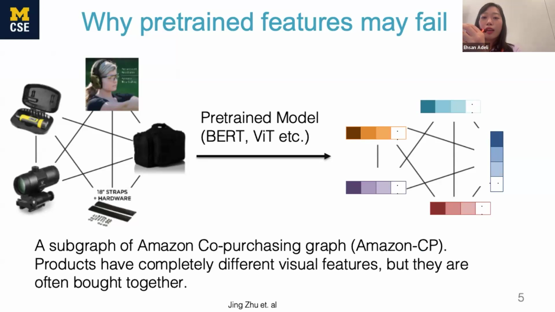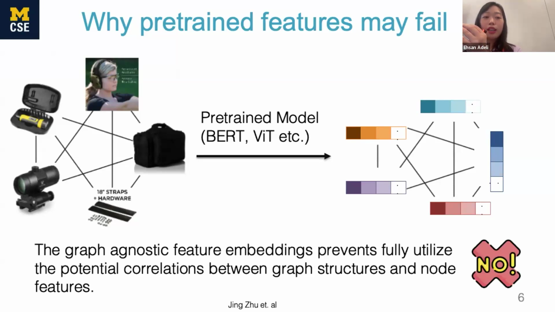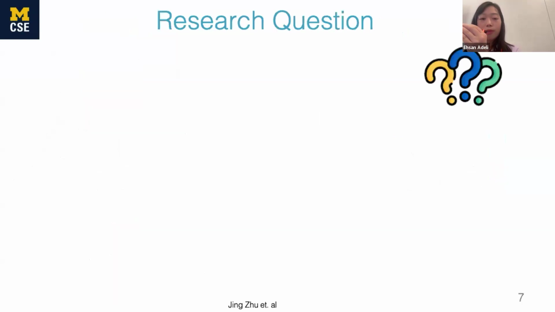But they are often brought together. So this shows the pitfalls of this method. And one of the key reasons why this does not work is that these graph-agnostic feature embeddings actually prevent models from fully utilizing the correlations between graph structures and node features.